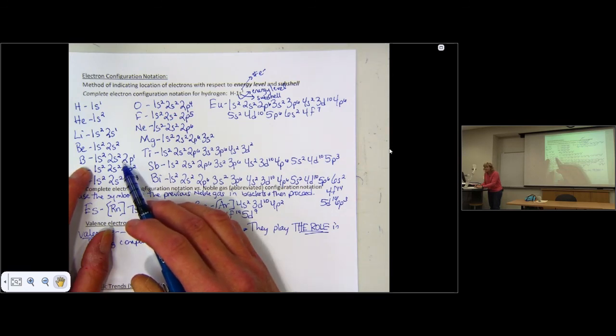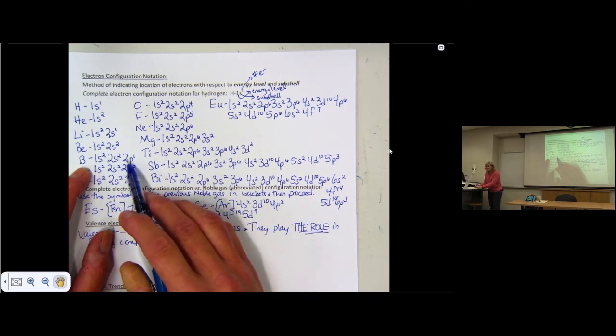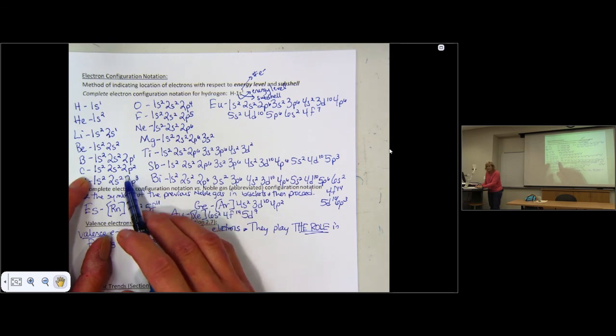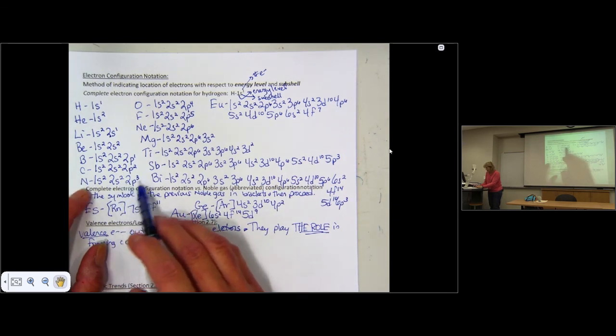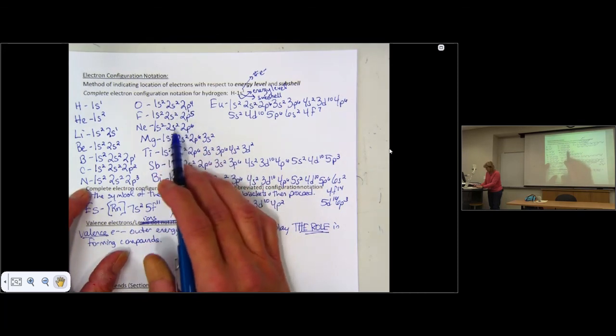How many outer energy level electrons, now be careful here, does boron have? 3. Why does it have 3? Because it has 2 in the S and 1 in the P. How many outer energy level electrons does carbon have? 4. How many does nitrogen have? 5. Oxygen, 6, 7, and 8.